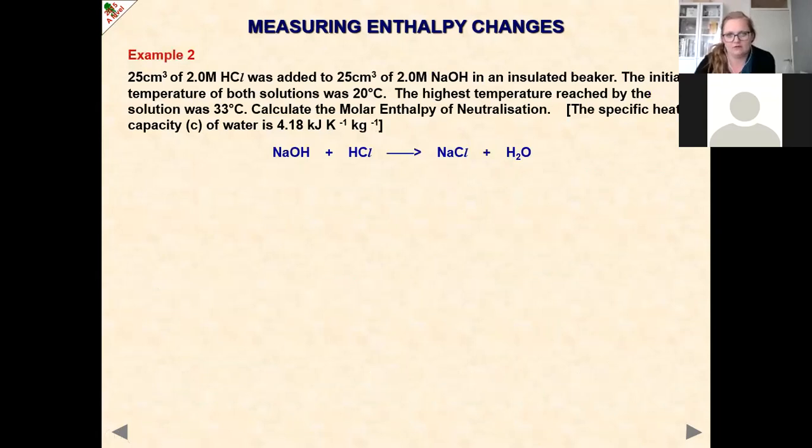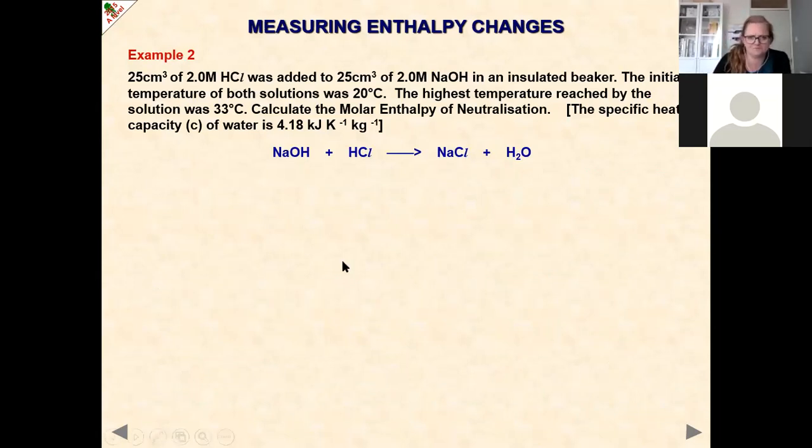Example 2, here is another example of how to measure this. We might have 25 cubic centimetres of 2.0 mole hydrochloric acid, and we add this to 25 cubic centimetres of 2 mole sodium hydroxide in an insulated beaker. The initial temperature of both solutions was 20 degrees Celsius. The highest temperature reached by the solution was 33 degrees. Calculate the molar enthalpy of neutralization, and our specific heat capacity of water is 4.18.